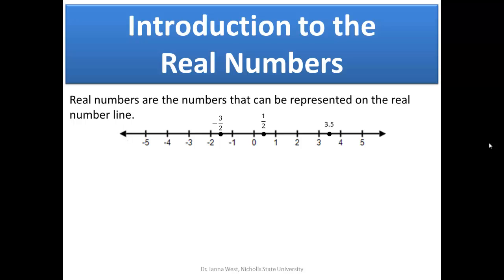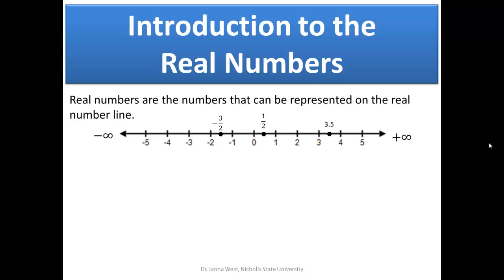The arrow on the left indicates that the numbers go to negative infinity, and the arrow on the right indicates that the numbers go to positive infinity. Infinity is not actually a number. It is just a term used to describe an unlimited quantity extended indefinitely.